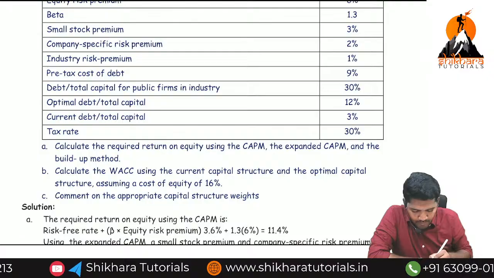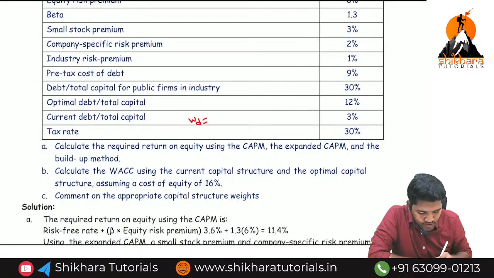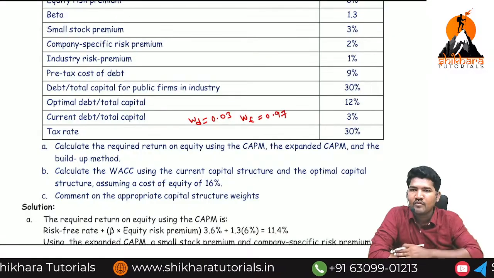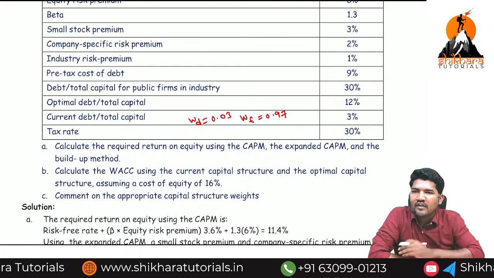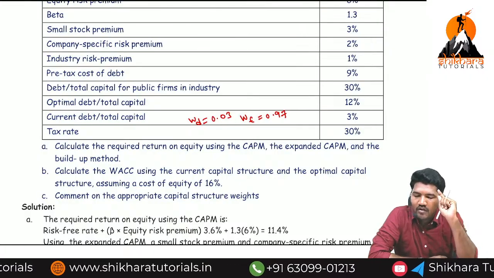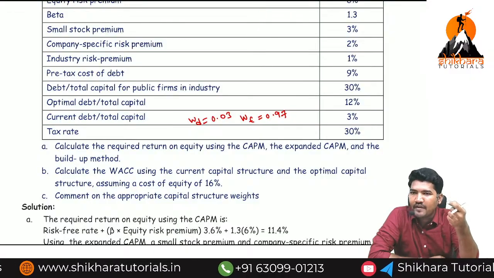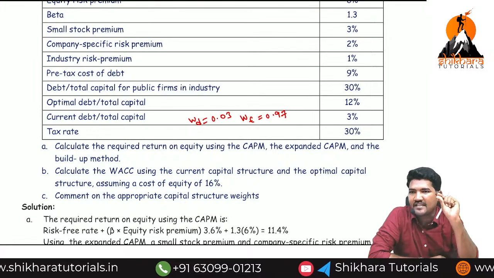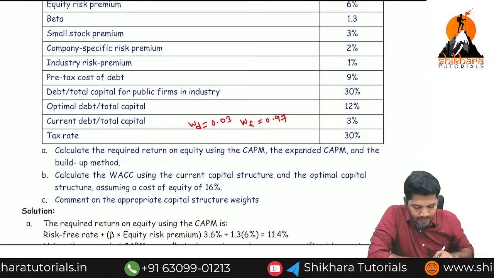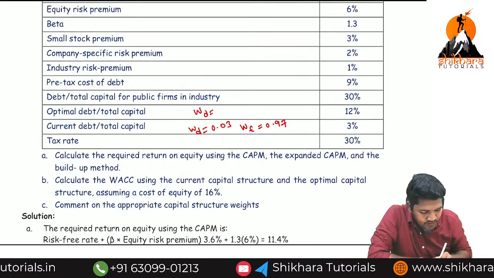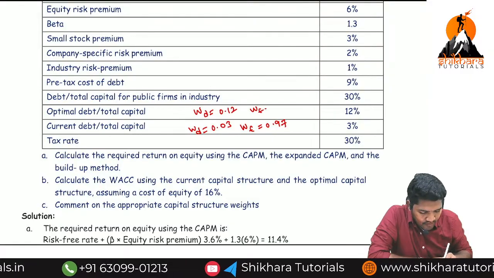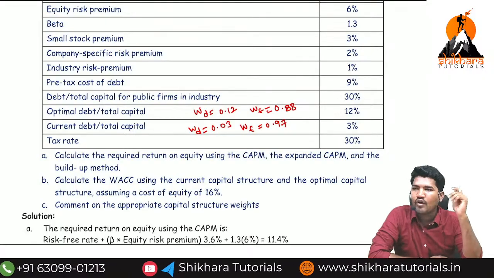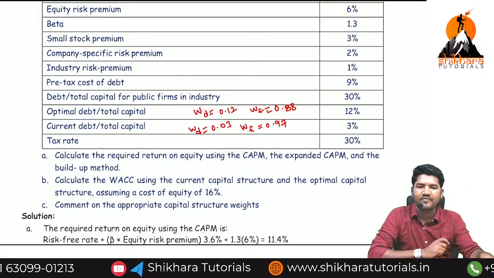From the current point of view, weight of debt equals 0.03, weight of equity equals 0.97. What does this mean? For 1 rupee of capital, they are procuring 97 paise from equity and 3 paise from debt. That's the mix. Are you clear now? Now for optimal, weight of debt equals 0.12, weight of equity equals 0.88. Out of 1 rupee, 88 paise is from where, sir?